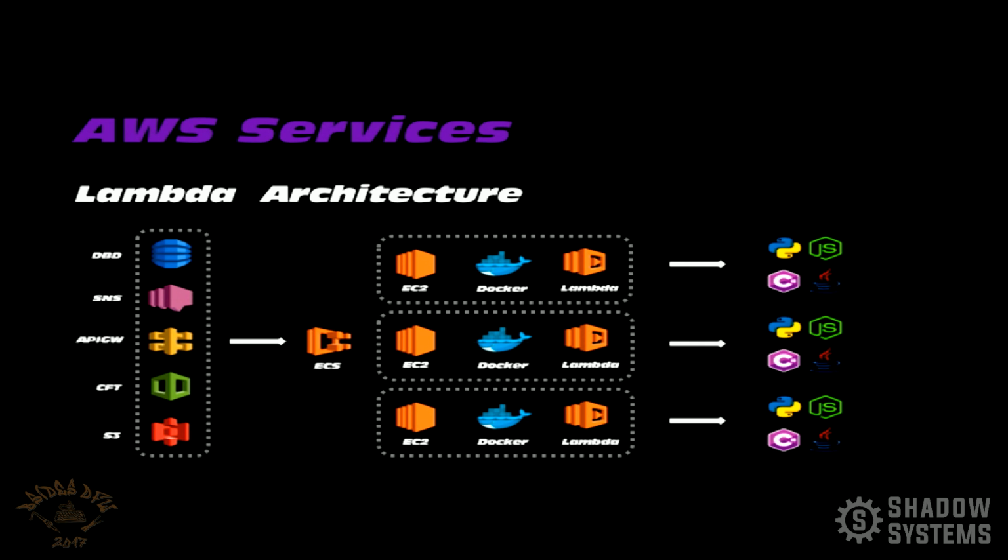I know it's probably hard to see again with the lights, but four languages are currently supported: Python, Node.js, C#, and Java. Java is the one that's kind of hidden there down the bottom right.